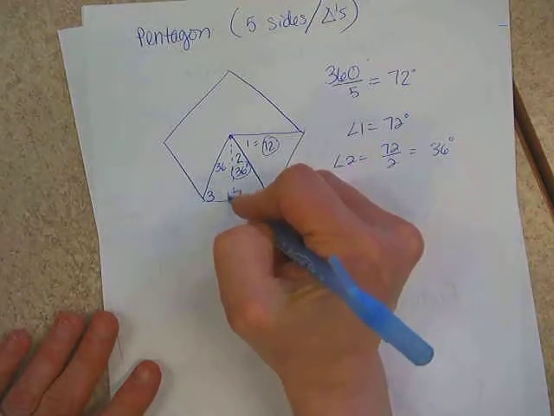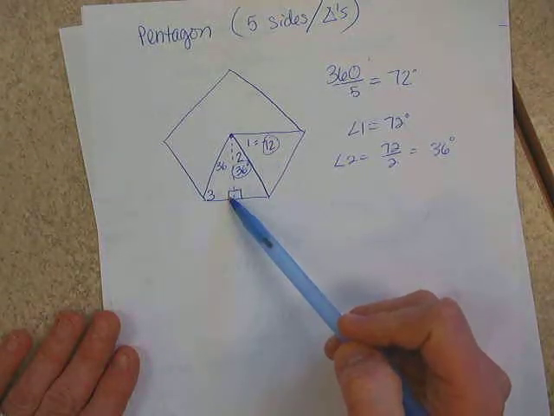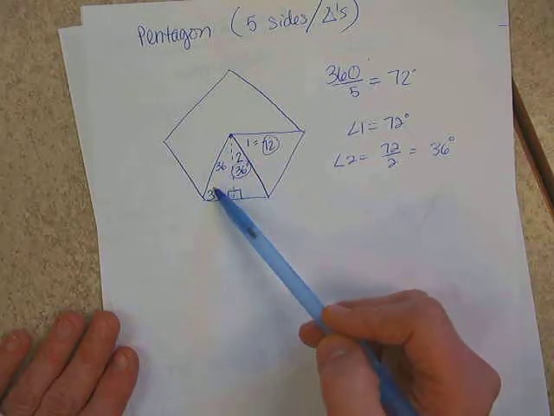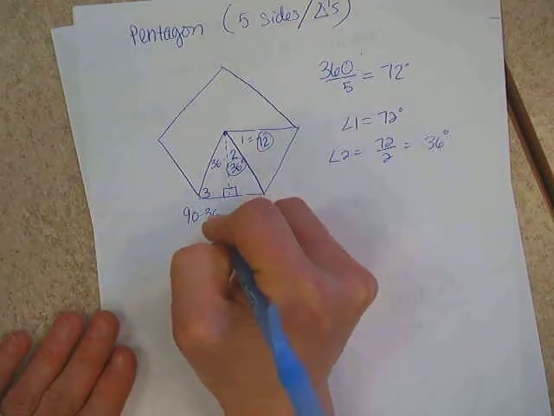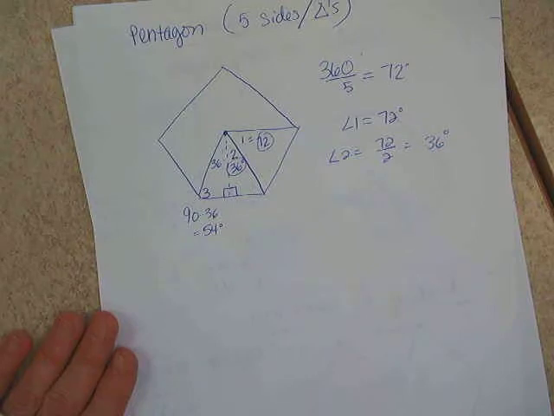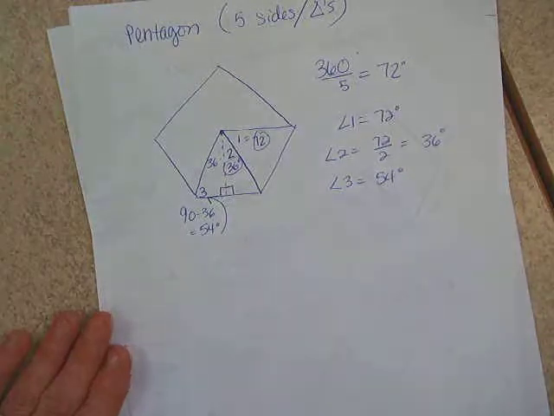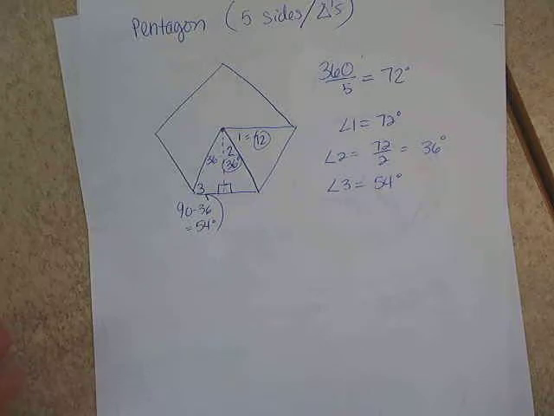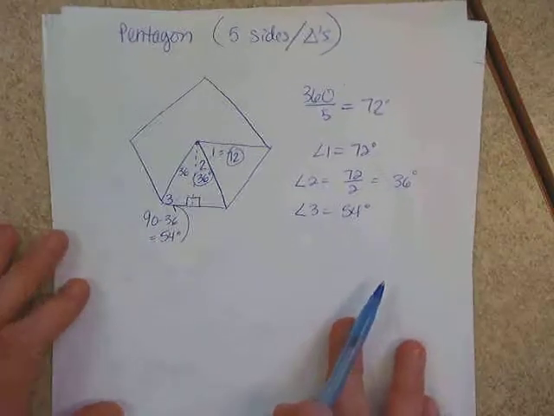On to angle 3. How are you going to find angle 3? Yep, because this is 90, that leaves 90 degrees for your 180. So these two should be complementary. So 90 minus 36 will give you angle 3, which is 54 degrees. So angle 3 is 54 degrees. And we found all of that just by knowing that it was a 5-sided figure, regular pentagon.